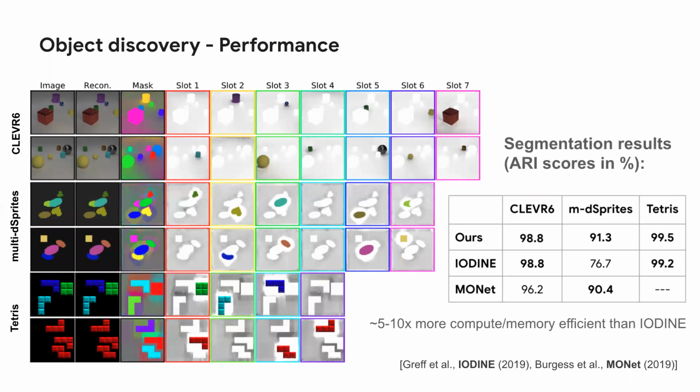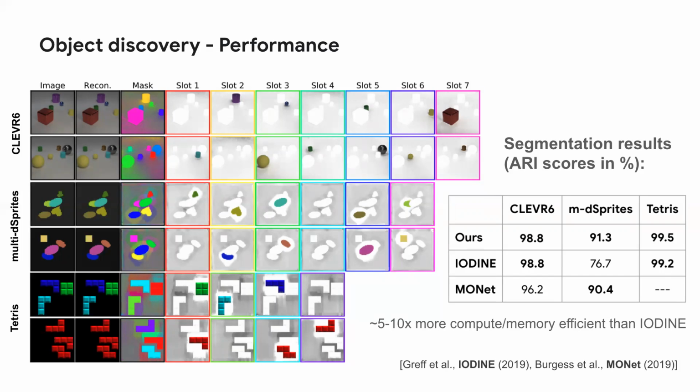But the real advantage of slot attention here is that it's much more compute and memory efficient than a state-of-the-art method like Iodine. This makes it potentially more suitable if you then want to train an RL agent on the slots together with the actual visual part.